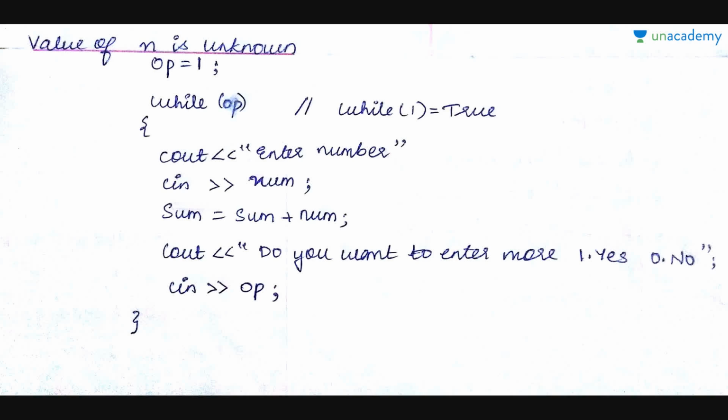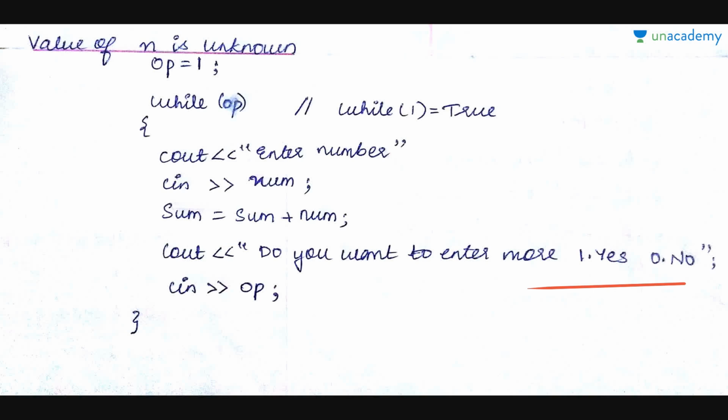Initially you have op equals to 1. Why is that? Because you have to enter the loop. So while op, which means while 1, because op holds the value 1, while 1 is true, you enter the loop for the first time, and then you ask the user to enter a number. The user would enter the number that is stored to num, and you calculate the sum also. Sum equals to sum plus num, and you know sum holds value 0 for the first time, and then you ask the user, do you want to enter more? And you say 1 is for yes and 0 is for no.